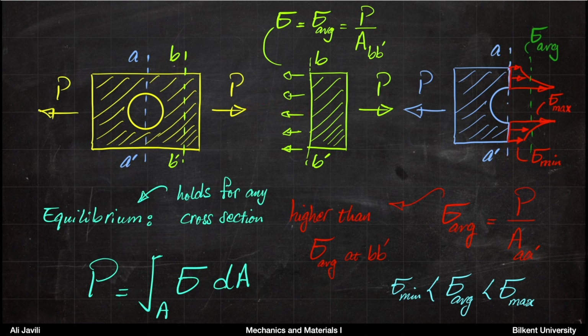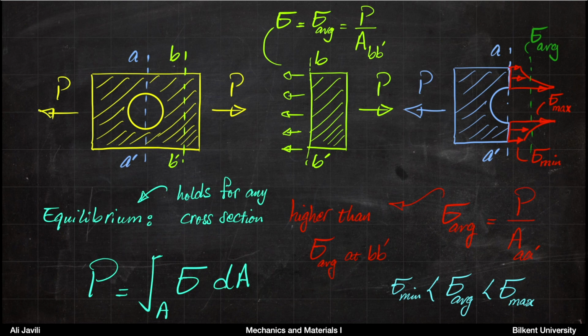So, and you know that P is the integral of stress dA. Because at AA prime the area is smaller than BB prime, the average stress that you get is larger. But also, as I said, that's not the whole story. The more interesting story is that there is still a maximum stress that is even higher than that average stress.